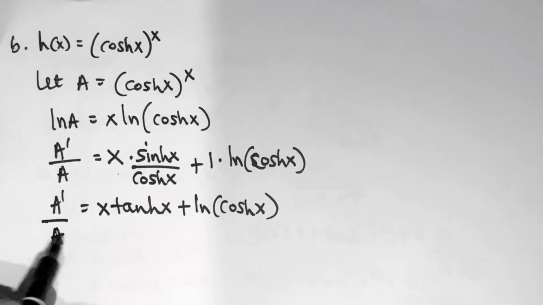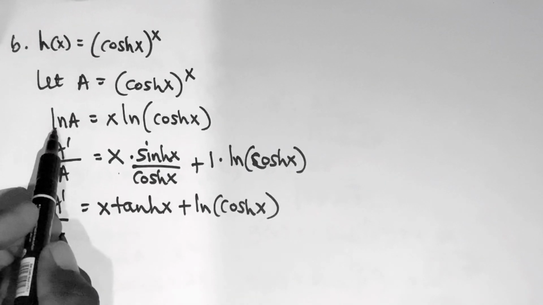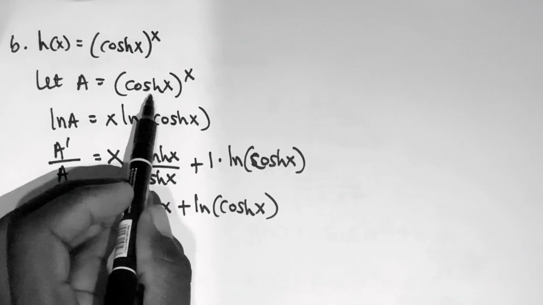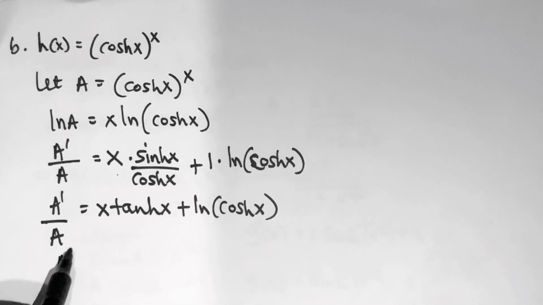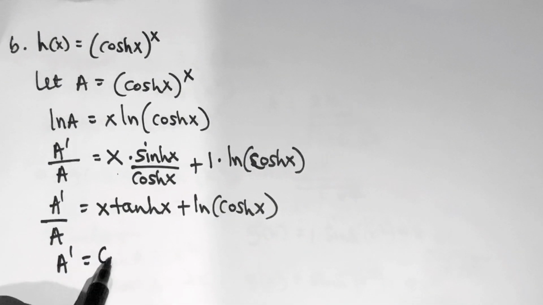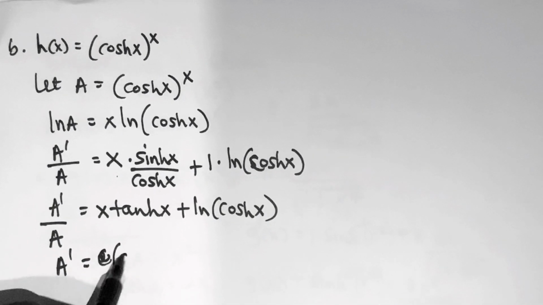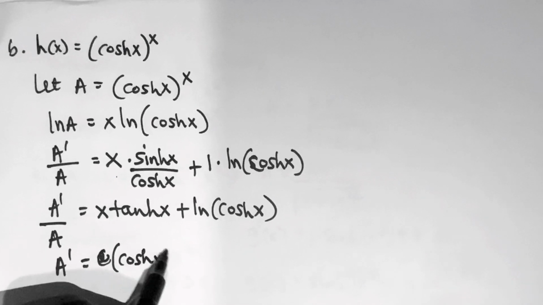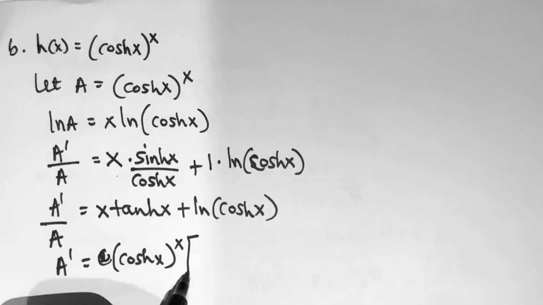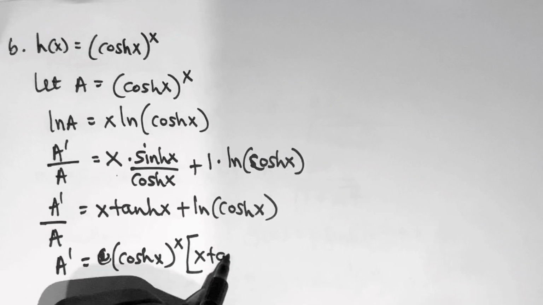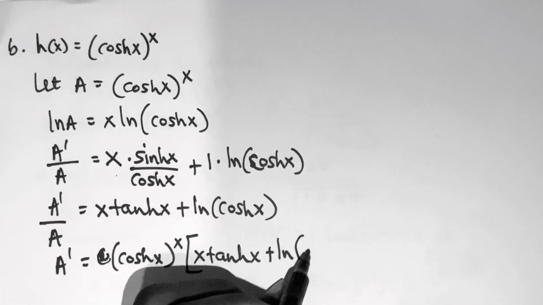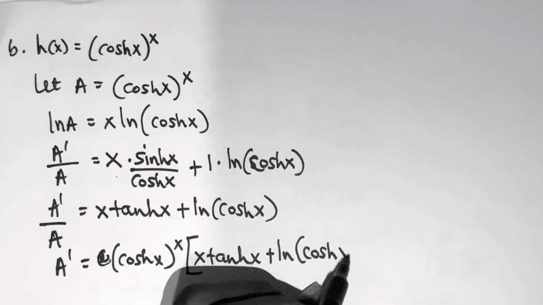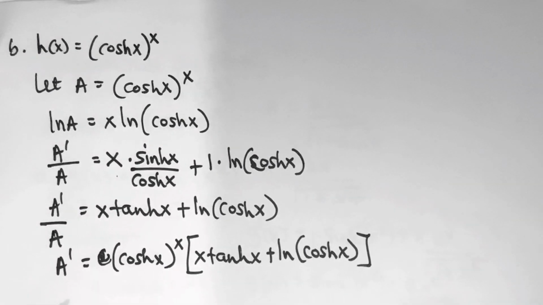So now, this is divided by a. But a is the same as cos x exponent x. So a prime is equal to, in brackets, cos x exponent x, then times x tan x plus natural log of cos x, bracket close.